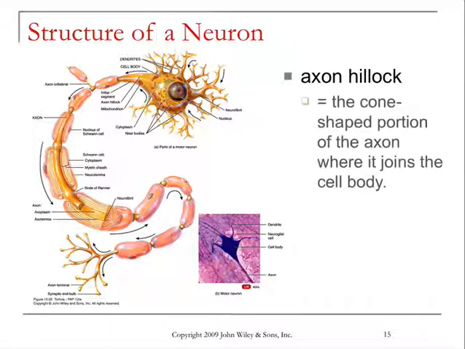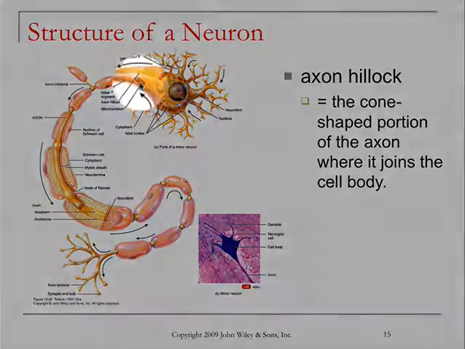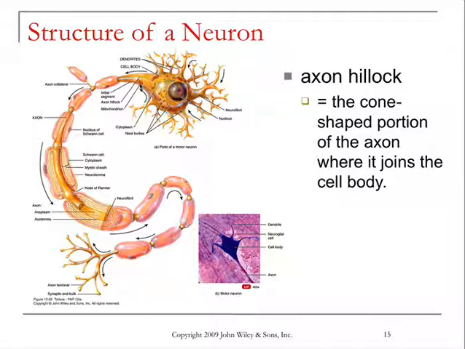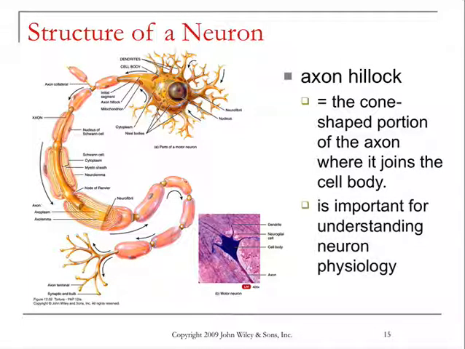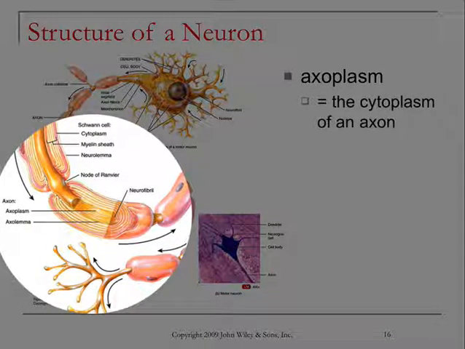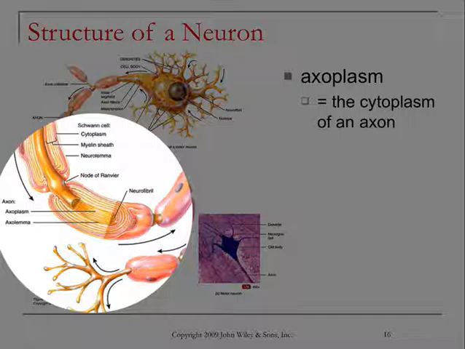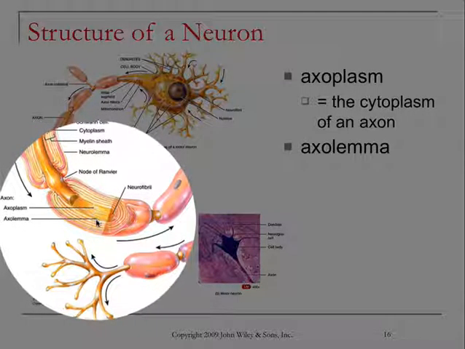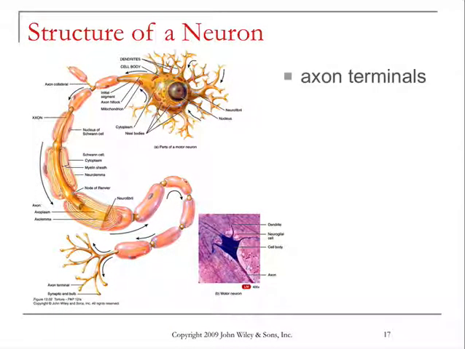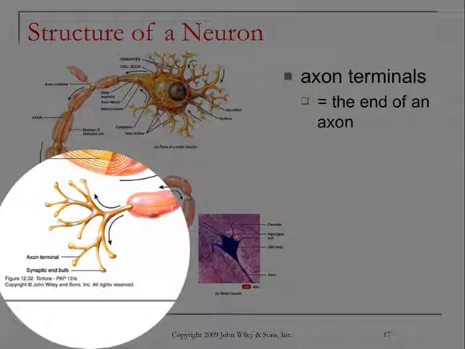One portion of the axon is called the axon hillock, and it's shown here. The axon hillock is the cone-shaped portion of the axon where it joins the cell body. Knowing what the axon hillock is important for understanding neuron physiology. The axoplasm, illustrated here, is simply the cytoplasm of an axon. The axolemma, shown here, is the plasma membrane of an axon. Axon terminals are those portions of the axon at the very end of it.